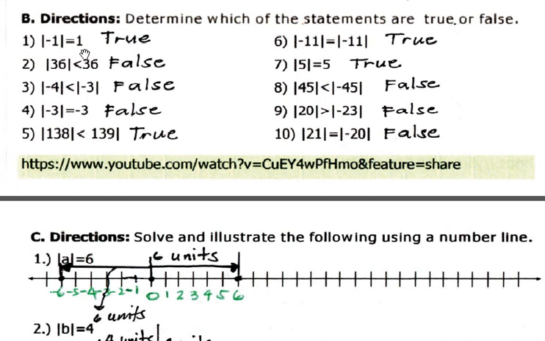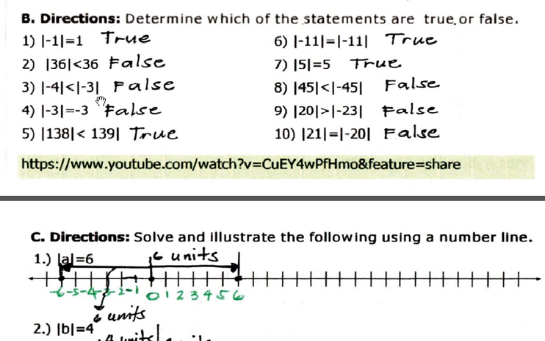Number 1, this is a true statement because absolute value of -1 means 1 unit away from 0 going to the left. And the distance there is 1 unit. So it is a true statement. Number 2, this is a false statement. Absolute value of 36 is equal to 36.